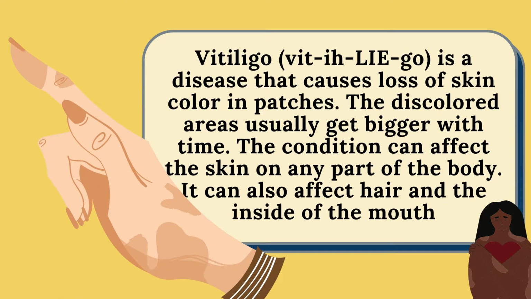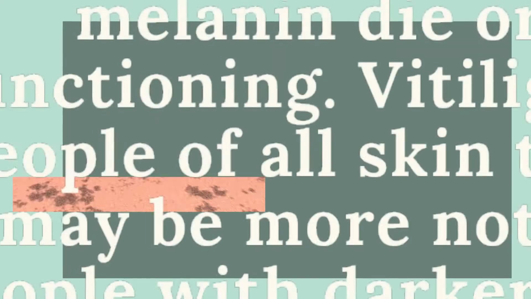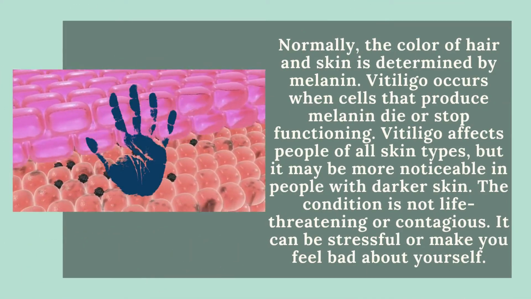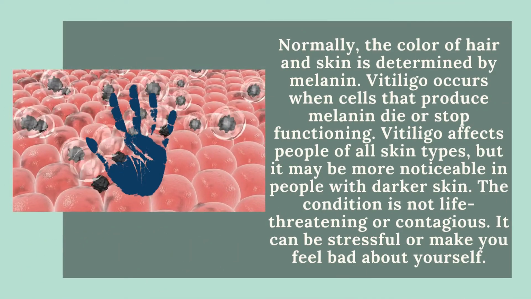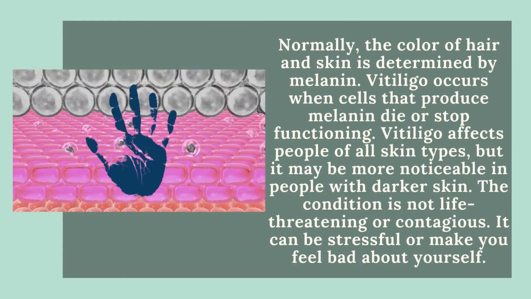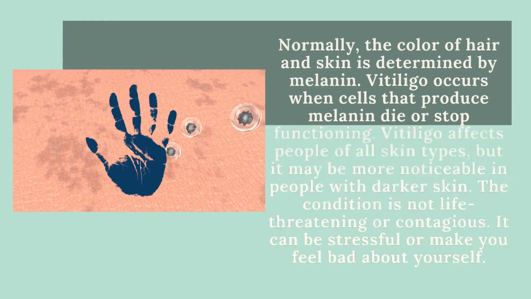What is vitiligo? It is a disease that causes loss of skin color in patches. The discolored areas get bigger with time. The condition can affect the skin on any part of the body. Normally, the color of hair and skin is determined by melanin. Vitiligo occurs when cells that produce melanin die or stop.